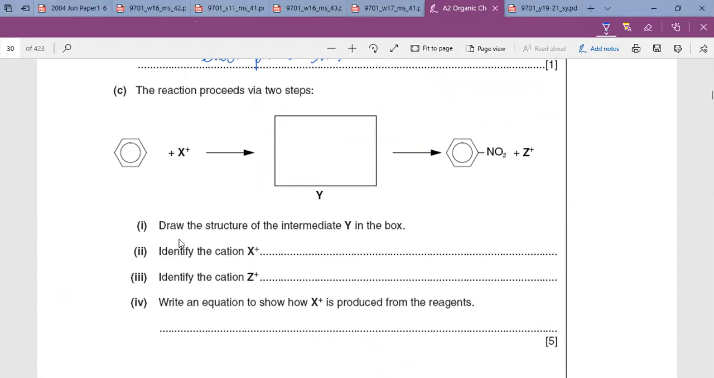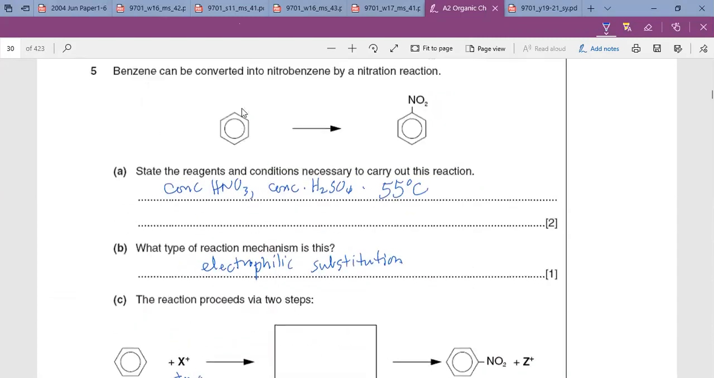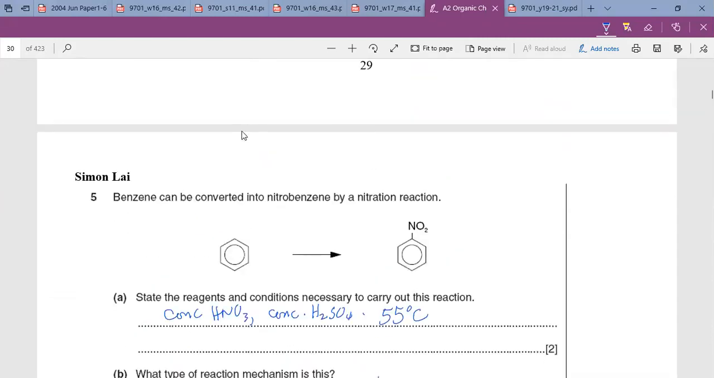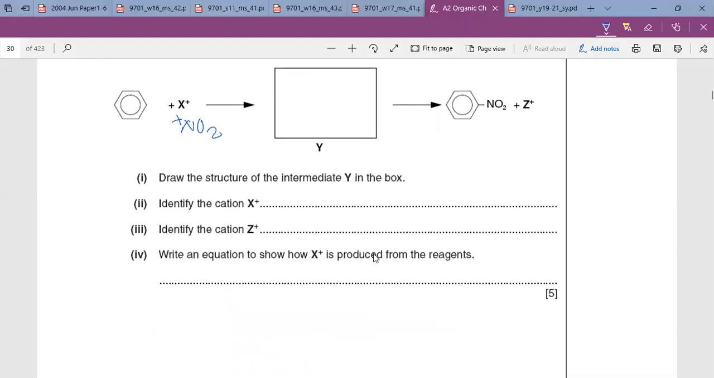Now first, it says write the equation to show how X is produced. X positive, of course, is what? NO2 positive. How do you recognize it? Very simple. I want to put NO2 inside here. There must be NO2 positive that will attack, you know. The positive sign must be on the end to attack the hydrogen. So how do I produce NO2 positive? That is what they ask you here for this question.